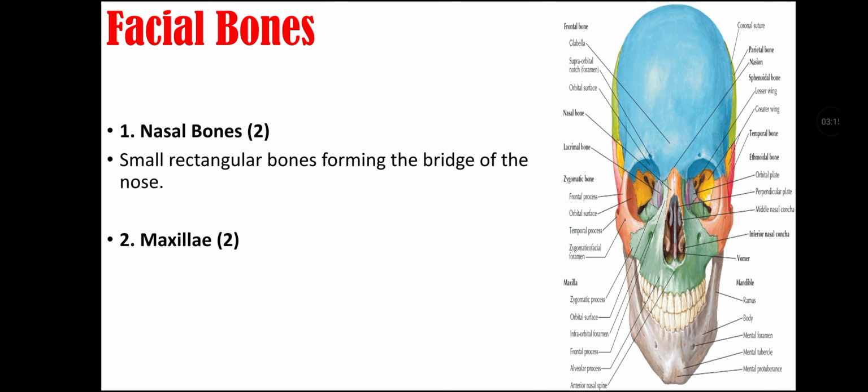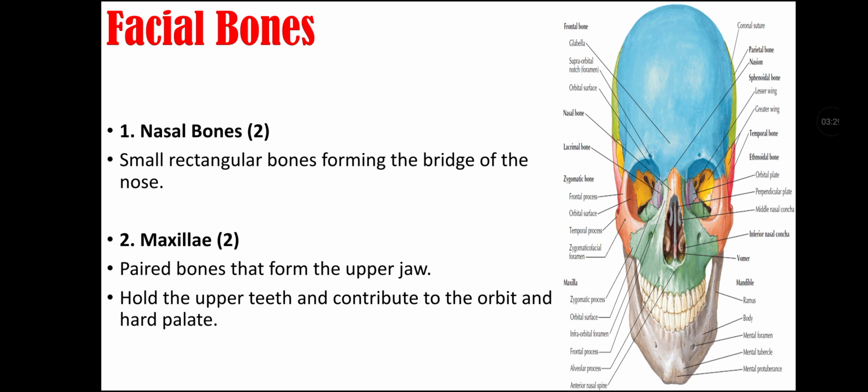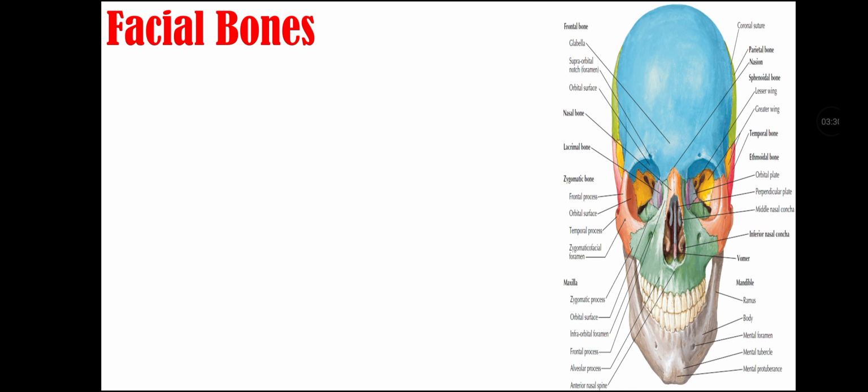Second we have is maxilla, as you can see here in diagram. The green color bone holding the upper teeth is the maxilla. It is also paired bone, that means there will be two maxilla in every skull. They hold the upper teeth and contribute to the orbit and hard palate.